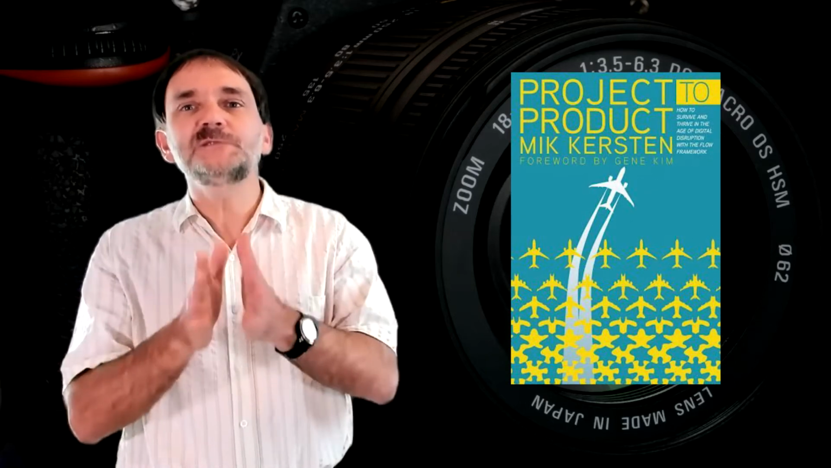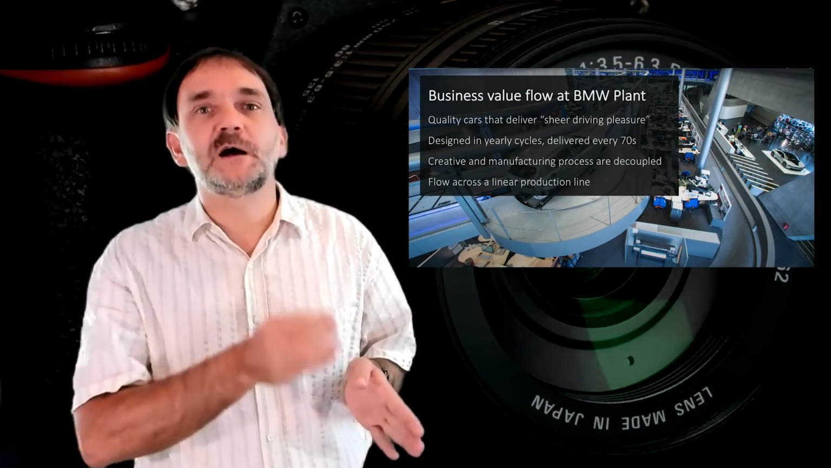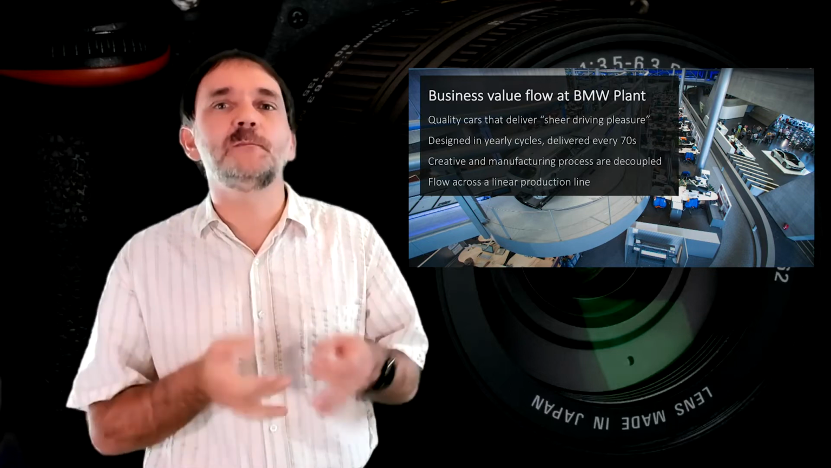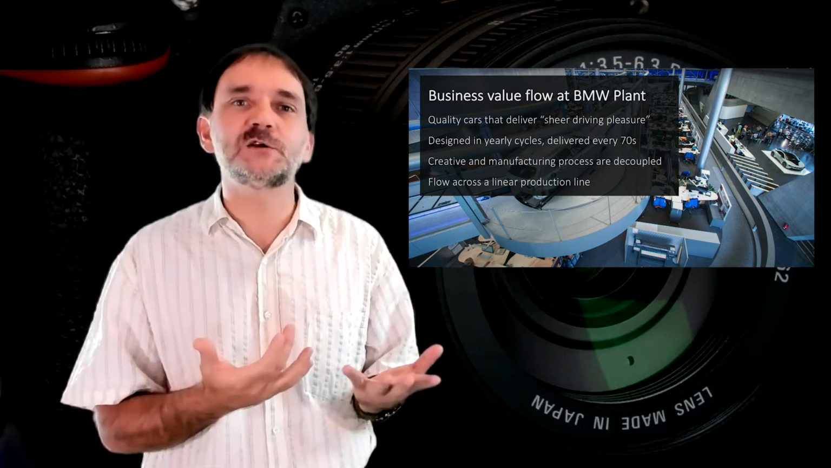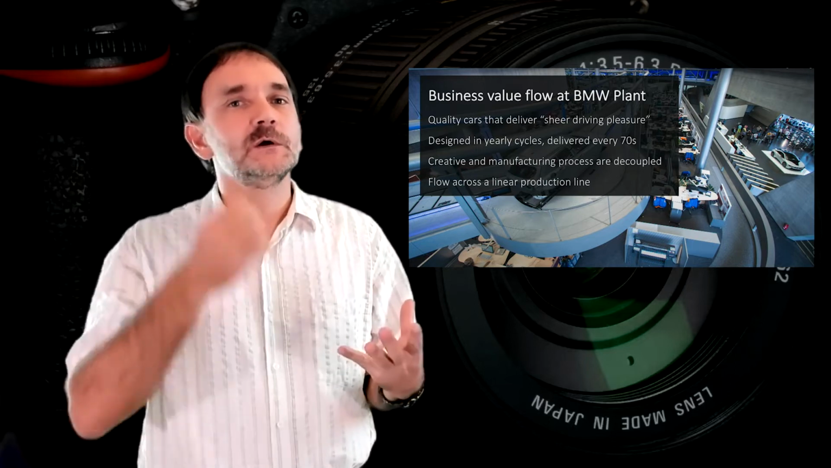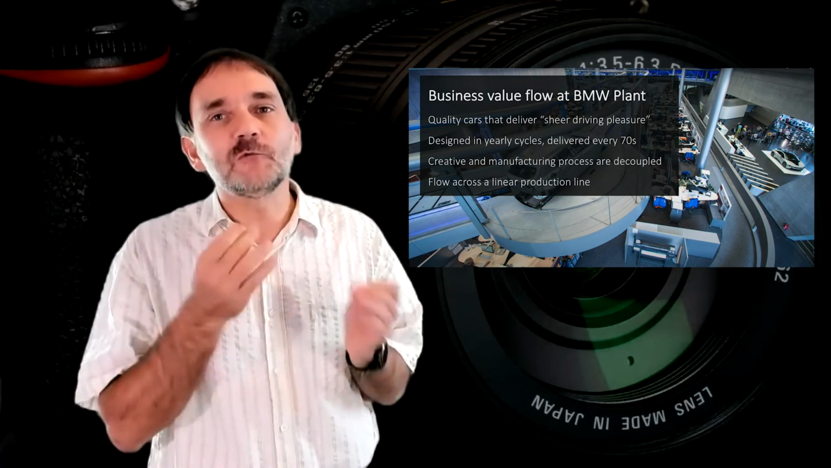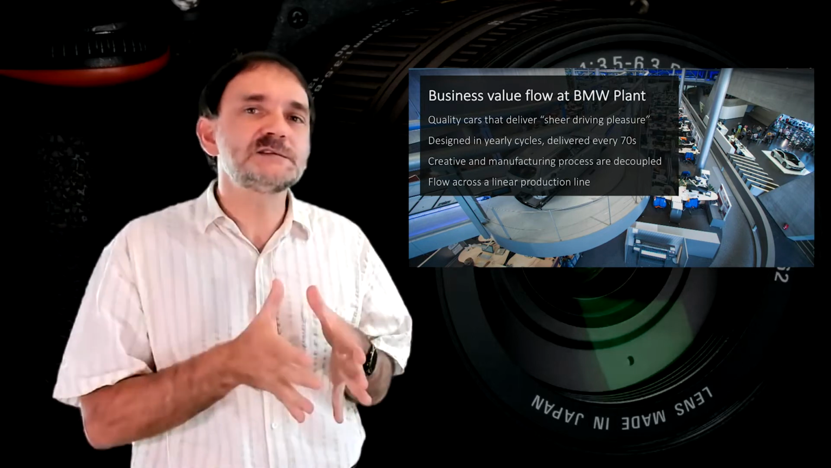Mik Kersten, in his book, Project to Product, does a great job comparing physical manufacturing to, in his case, the software development processes in particular, but also to knowledge work in general. I am going to be using two of his slides from DevOps Enterprise Summit 2018 here. The one big difference he observes is that for manufacturing generally, the creative and manufacturing cycles are decoupled. He, for example, uses the BMW 1 series, where the manufacturing cycle or takt time of each step is 70 seconds, while the design cycle is a full year. For knowledge work, we do not have this distinction, and both are combined into one.